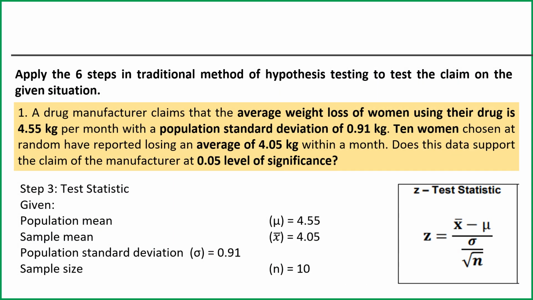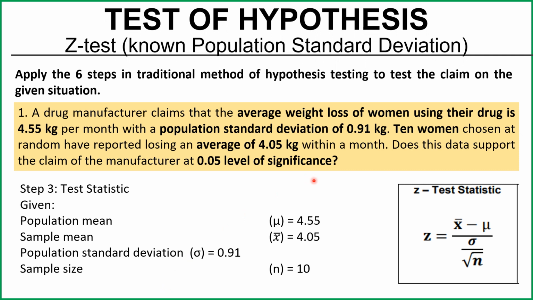So for our step 3, yung gagawin lang natin is we find the given. So our population mean or mu is 4.55. Usually yun din yung sa step 1, kapag nagpo-formulate tayo ng null and alternative. Yun yung mu natin, population mean.